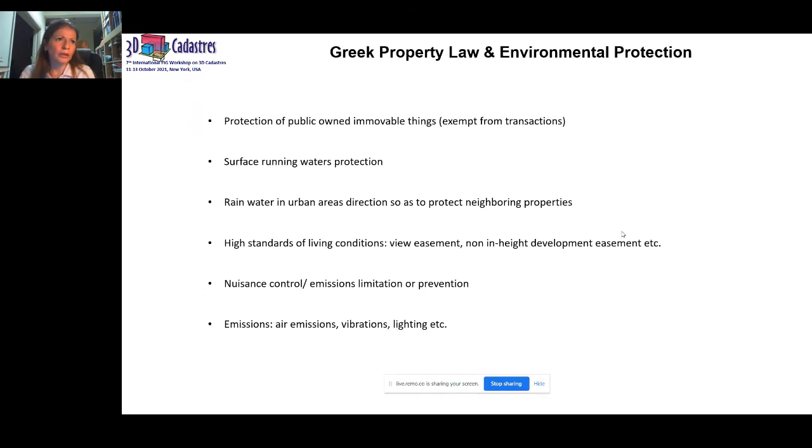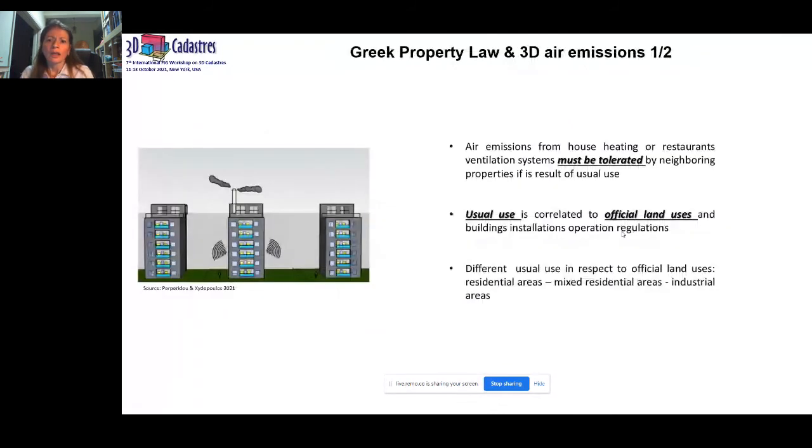In the project we are carrying out at this moment, we are focusing on air emissions deriving from urban buildings. Air emissions are considered a nuisance that must be tolerated under certain circumstances in the urban environment. For example, air emissions from house heating or restaurants must be tolerated if they are in respect of the usual use of the buildings of the area.